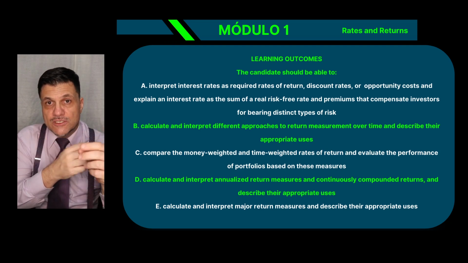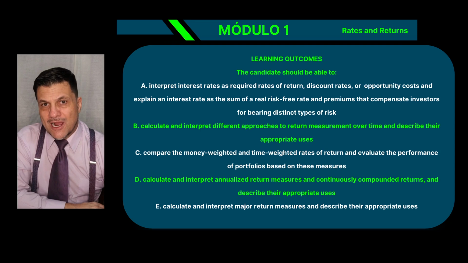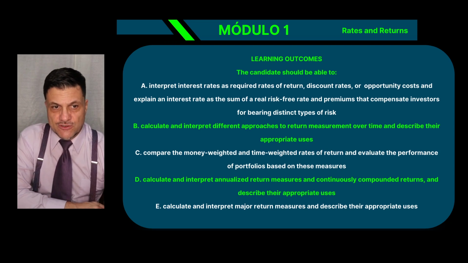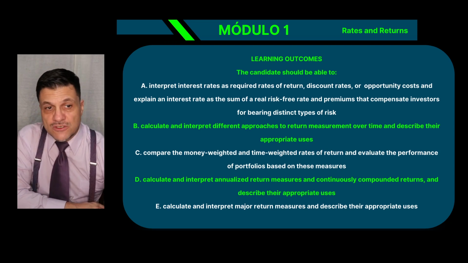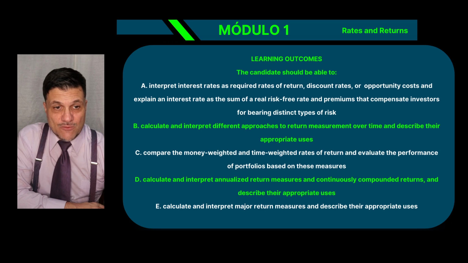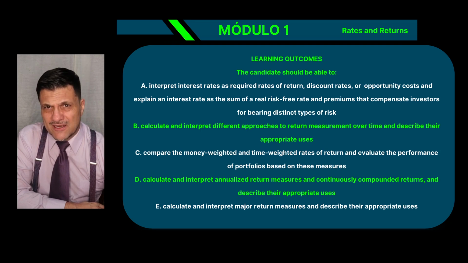So in other words, you don't only need to know how to calculate each return using each approach, but also to compare them. When do I use the money weighted calculation? When do I use the time weighted calculation? And what am I trying to accomplish?